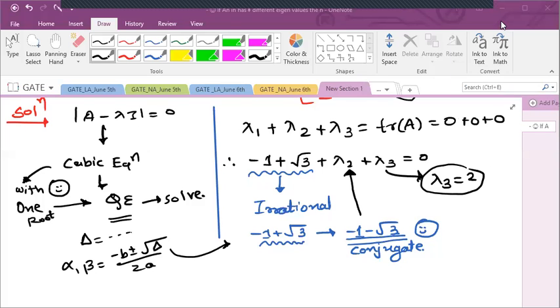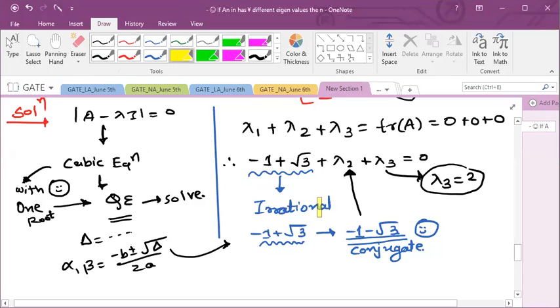So let us start. Let us resume this from here. If one root is given to us as -1 plus root 3, then definitely its other root will be -1 minus root 3. It's the conjugate term, and the third root will be 2, right? So this is how we can find its other two roots. Is it clear with these properties?